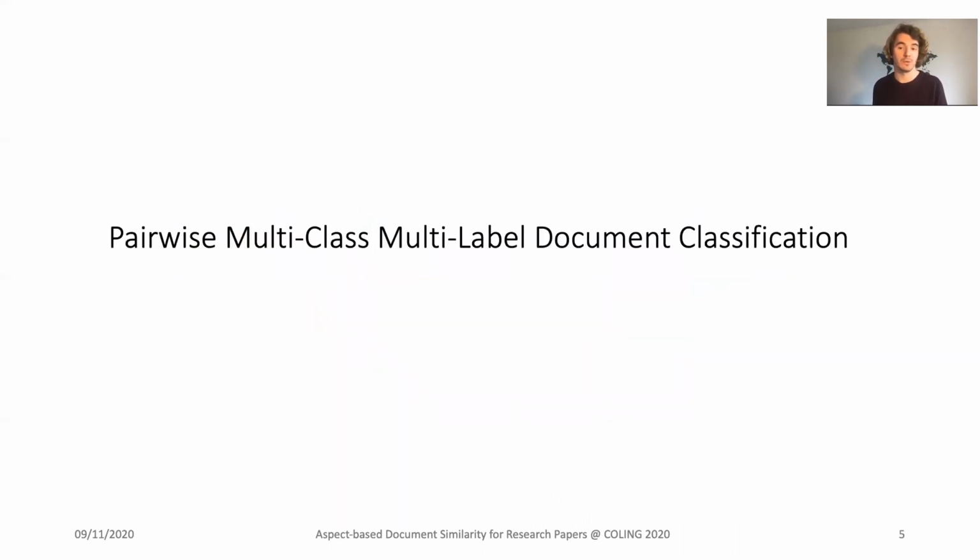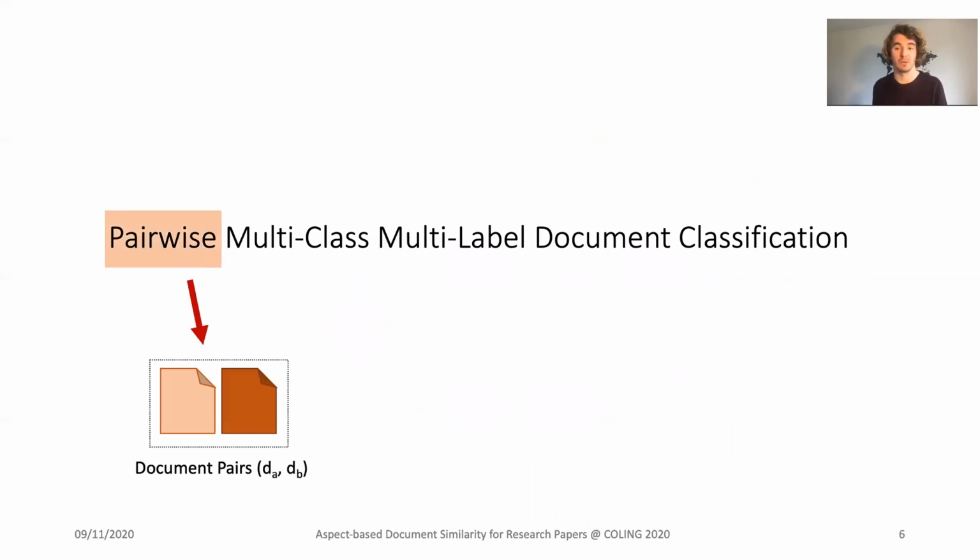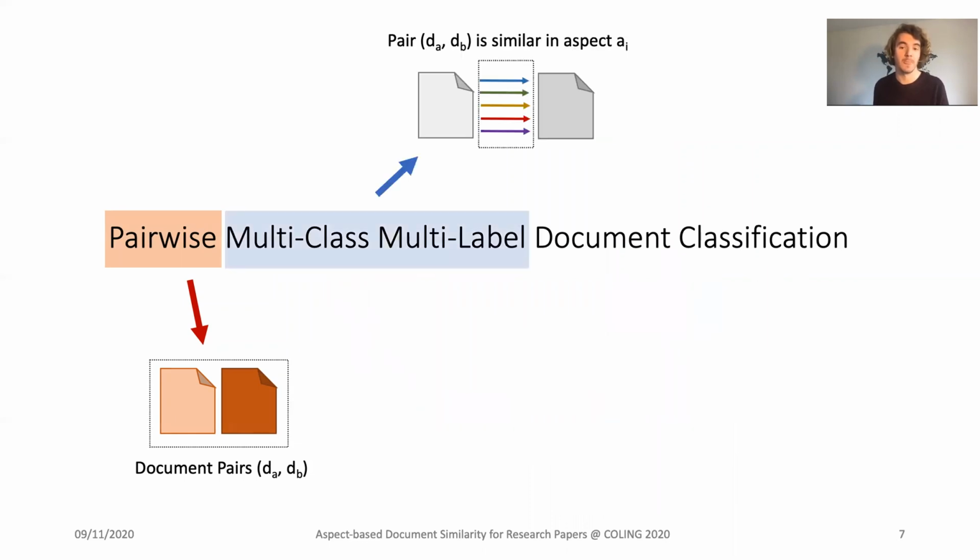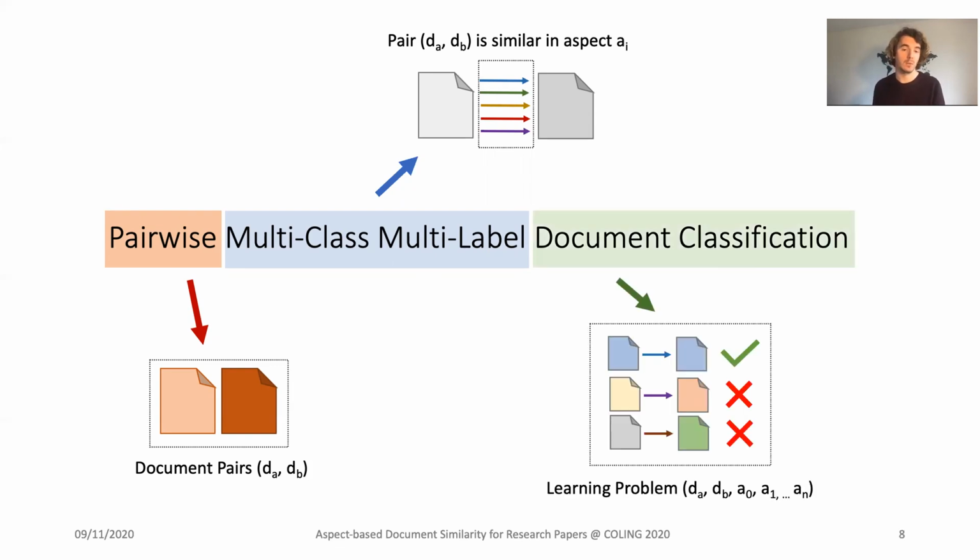And that's why we propose to solve this problem with the pairwise, multi-class, multi-label document classification task. Pairwise means that we have a document pair, let's say A and B, that are subject to our classification. The classification is multi-class because we have multiple aspects in which A and B can be similar. And it is multi-label because the pair can be similar in one or more aspects at the same time. And we consider this a supervised learning problem. So we have positive and negative training samples of documents A, B, and the corresponding labels. And because of that, we need training data.